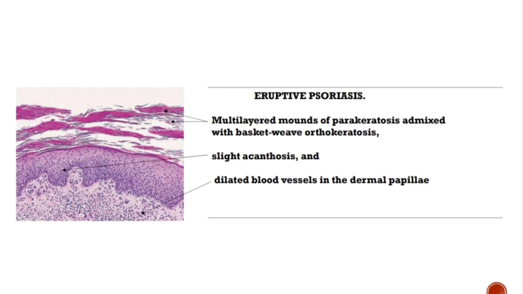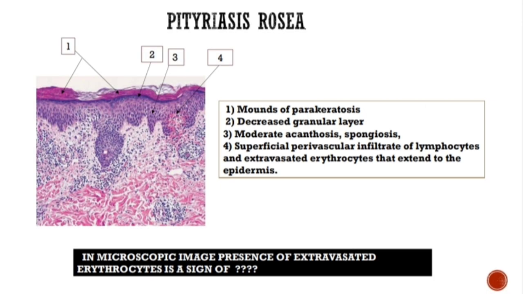Second entity, pityriasis rosea. The histological findings of pityriasis rosea include mounds of parakeratosis, where there will be a decreased granular layer, which is also known as the Lobeck-Watt sign. There will be moderate acanthosis, moderate spongiosis, and a superficial perivascular infiltrate of lymphocytes and extravasated erythrocytes that extends into the epidermis.